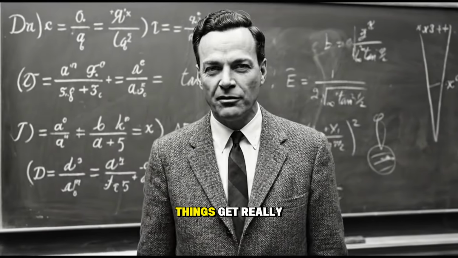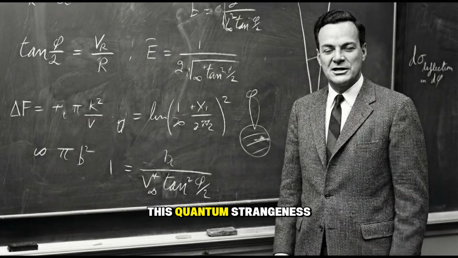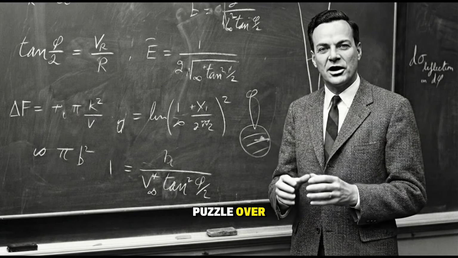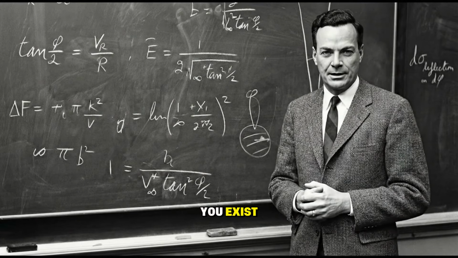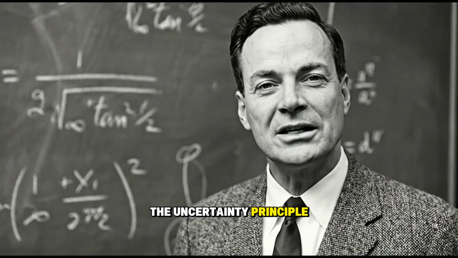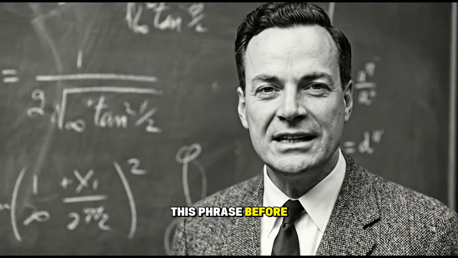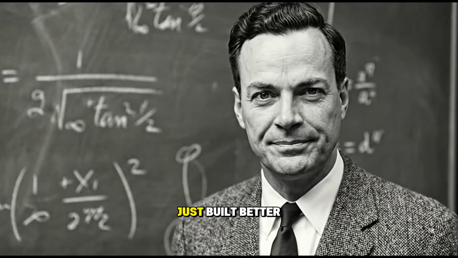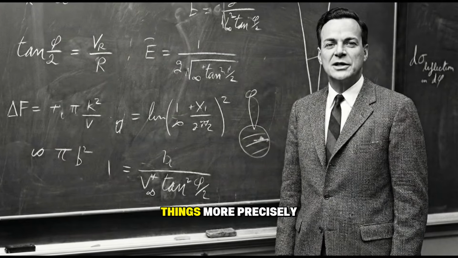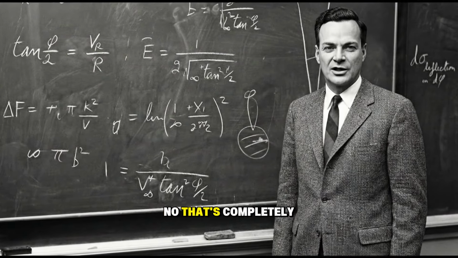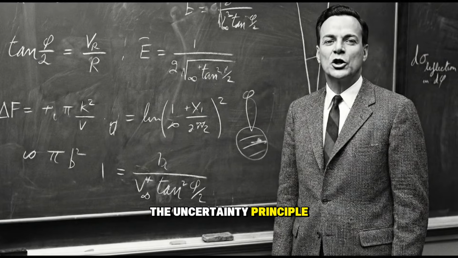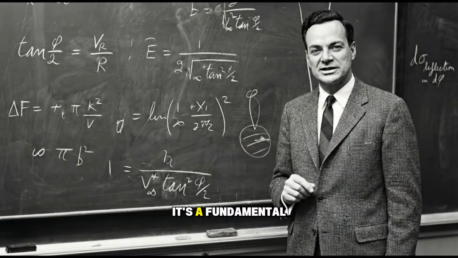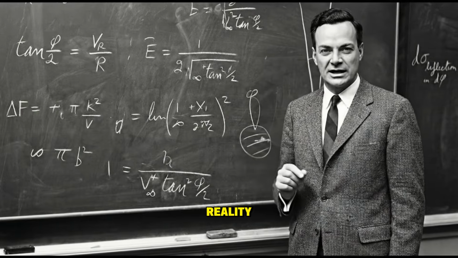Now here's where things get really interesting. This quantum strangeness isn't just some curiosity for physicists to puzzle over. It explains why you exist. The uncertainty principle. You've probably heard this phrase before. Most people think it means our instruments aren't good enough, that if we just built better equipment, we could measure things more precisely. No, that's completely wrong. The uncertainty principle is not about bad instruments. It's about nature itself. It's a fundamental limit built into reality.